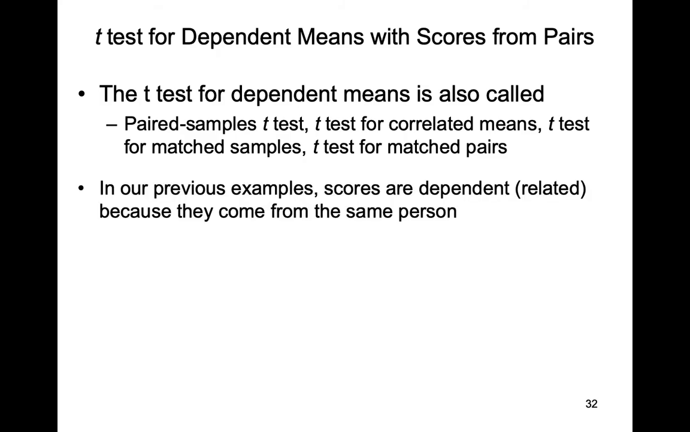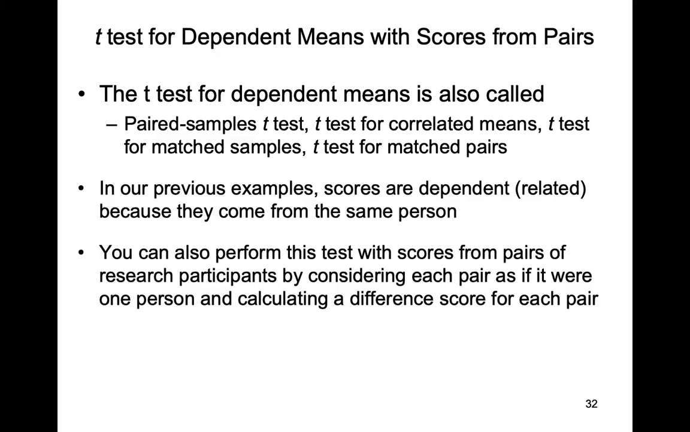All right. So in our previous examples, the scores are dependent or related because they come from the same person, but just like my example with doing research with married couples reveals, you can also perform this test with scores from pairs of participants by considering each pair as if it were one person. Okay, so you can do this with siblings or a married couple, or even in educational research, you could look at two different classrooms and pair people up.